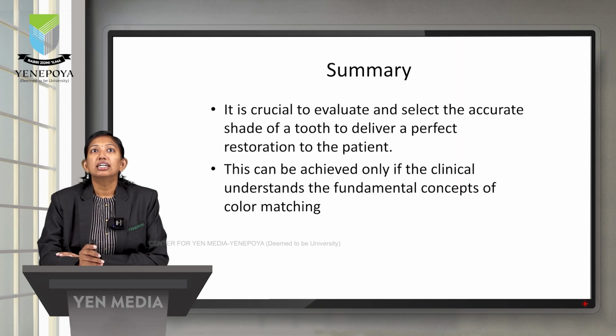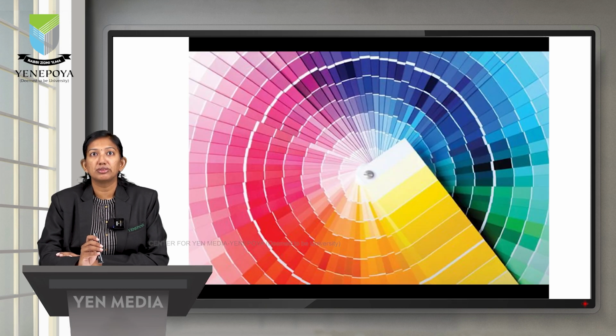So to conclude, it is important that you evaluate and select the accurate shade of a tooth to deliver a perfect restoration to the patient. This can be achieved only if you understand the fundamental concepts of color matching, and where you are supposed to place each different shade and at what depth. Once you are clear with this, it becomes very easy for you to make a shade selection and achieve the best aesthetics that's possible.